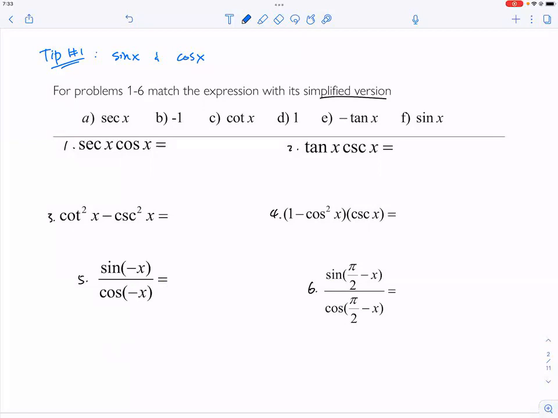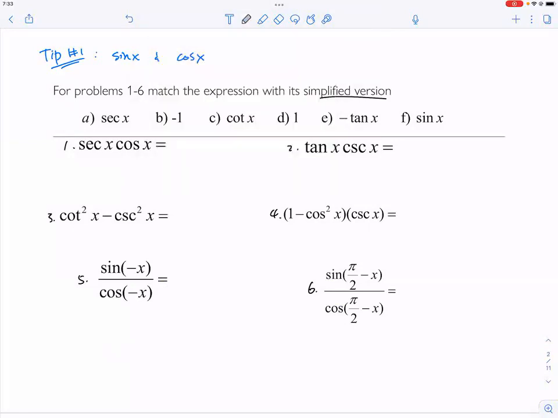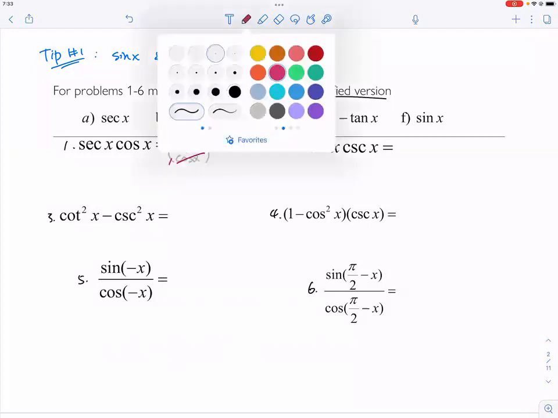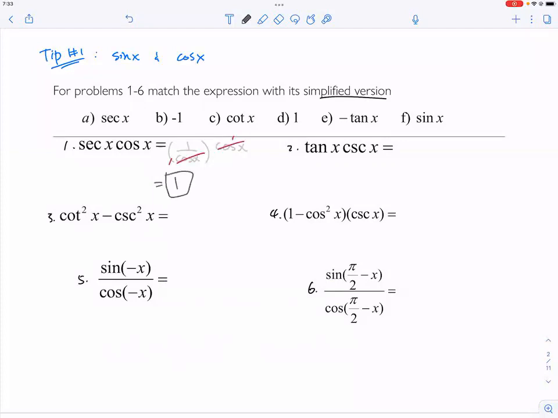So when you say secant x, you can immediately think, what's secant x right there? Well, I'm thinking about what happens if it's 1 over cosine x. What happens if it's 1 over cosine x times cosine x? Hopefully you can see that they divide each other and cancel each other right away. So the final answer is just 1. So that's very easy for number 1. Don't be surprised that you will get some simple answers like this.